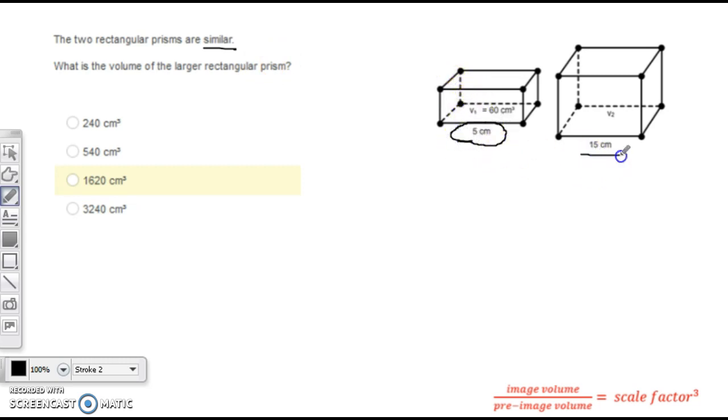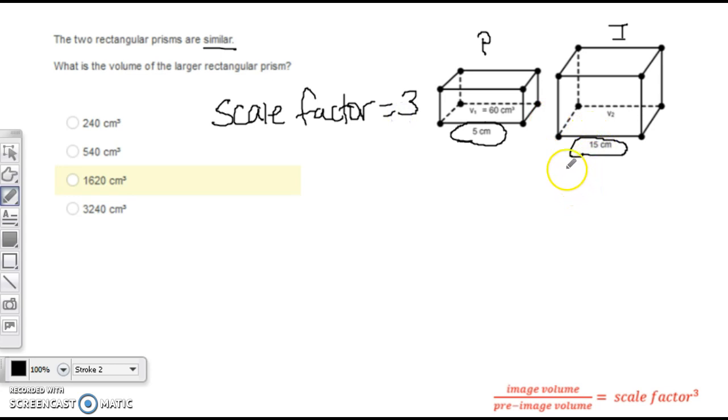So we have 5 and we have 15. I'm going to label this one the pre-image and this one the image. Then I'm going to ask myself, how did I go from 5 to 15? What did I multiply by to make that scale factor happen? In this case, I had to multiply by 3, so my scale factor is 3. It's getting 3 times bigger.